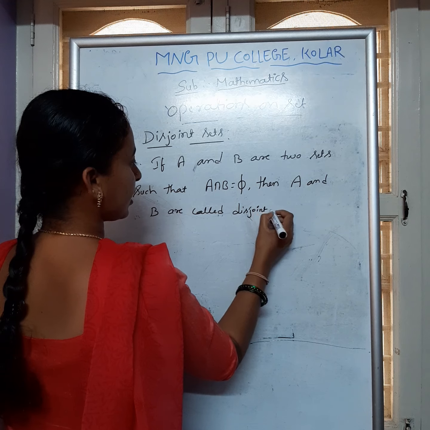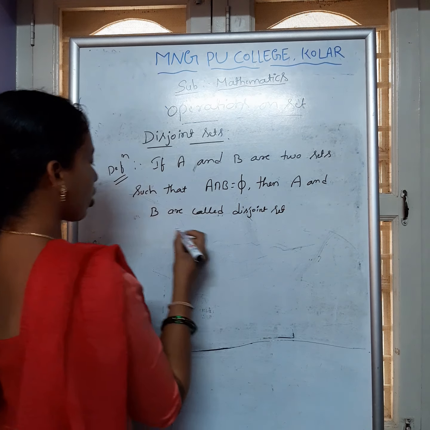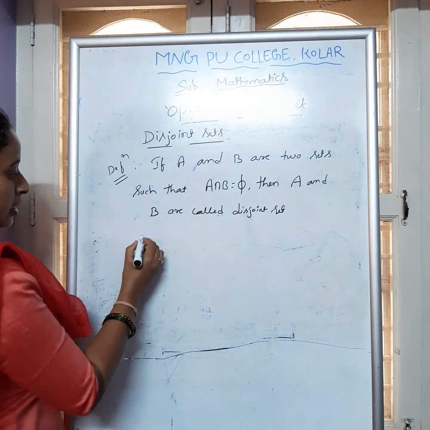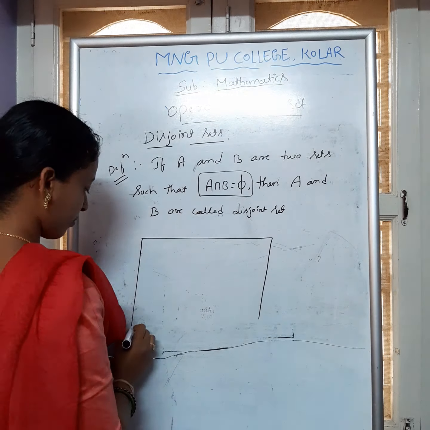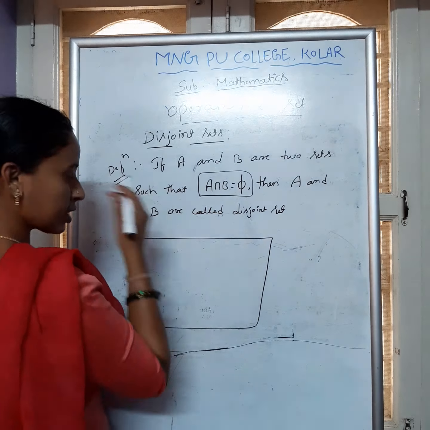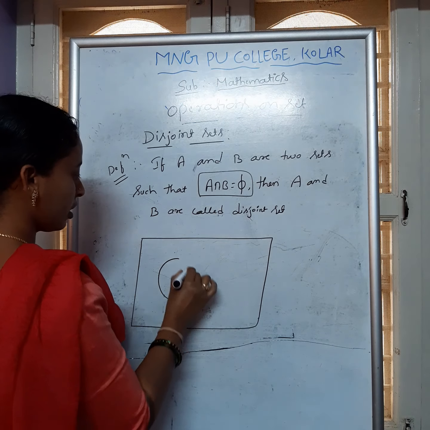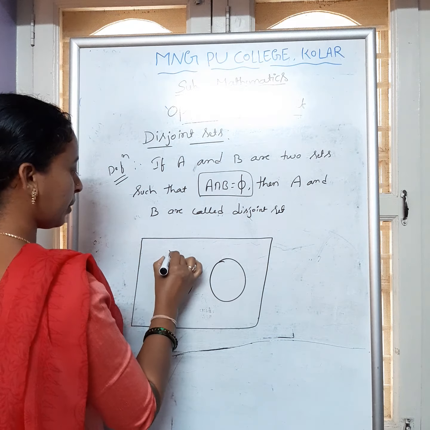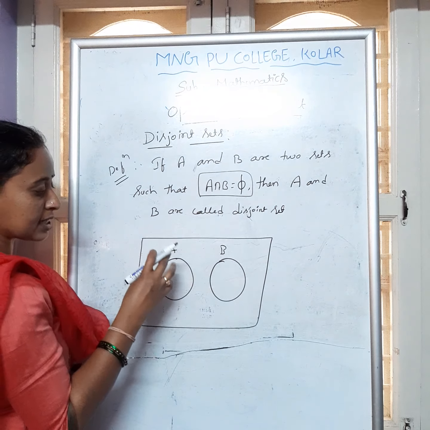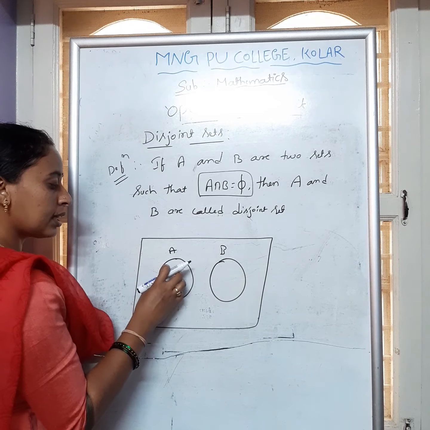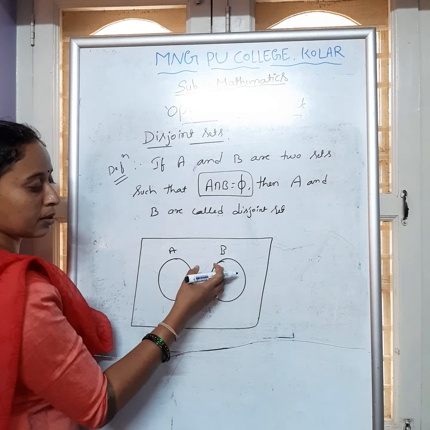Disjoint sets means they are separate, not joined closely. That is this important formula. This one is a very important formula because A intersection B is the null set. So set A, set B. See, there is a gap in between. Means in set A, the elements are separate from set B.